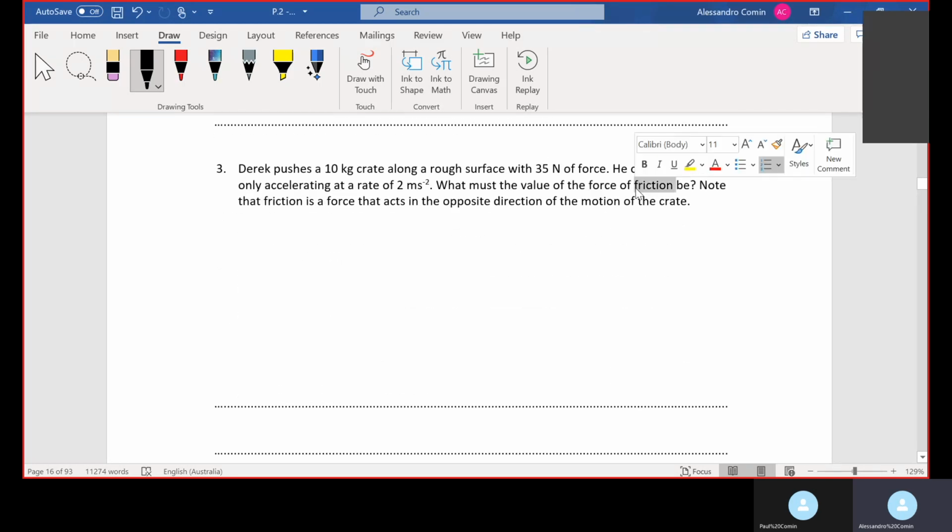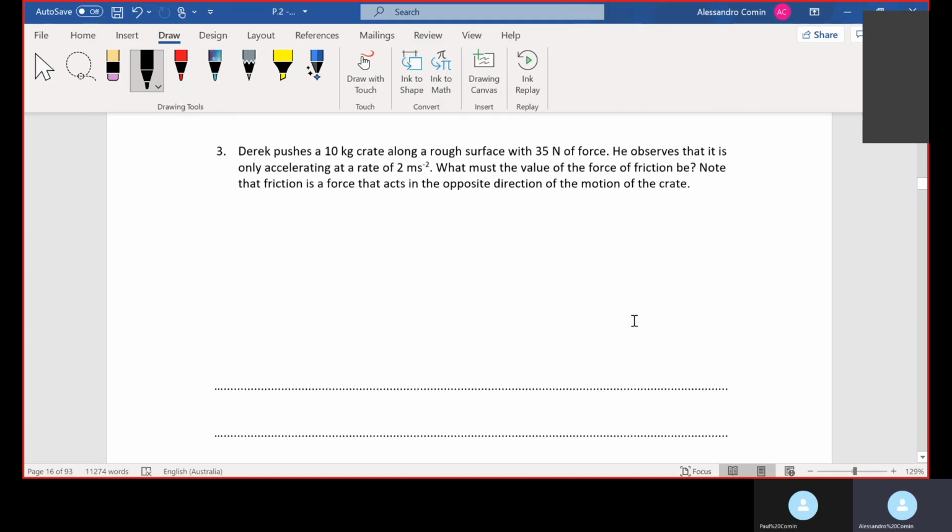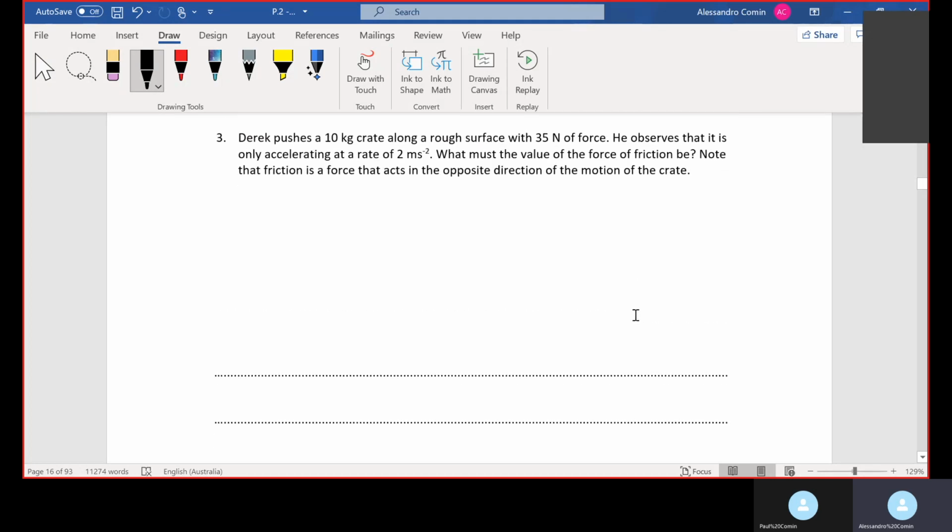Question 3 talks about friction. We haven't really spoken about friction, but I like to define it. Friction in a nutshell, it obviously comes up later, is just a force that opposes the motion of an object. So if I have a 10 kilogram cart and I'm pushing it with 35 newtons, friction acts in the opposite direction. So it says here, acts in the opposite direction of motion to the crate. So friction is going to be acting in this way.